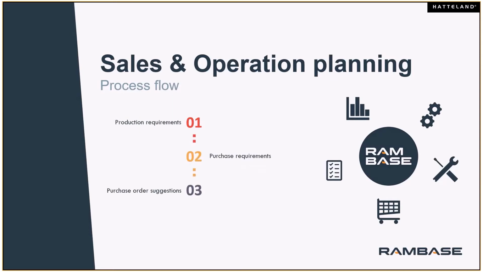A typical process goes through several stages, starting with calculating production requirements and then purchase requirements. The last step is creating purchase orders for all purchase requirements from the purchase order suggestions.